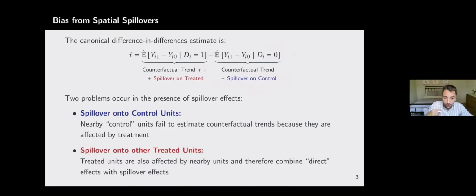The second bias is spillover effects on other treated units. Treated units can be affected by nearby units, and therefore you're going to get an estimate of tau plus the spillover effects on the treated units. So that's the second source of bias.